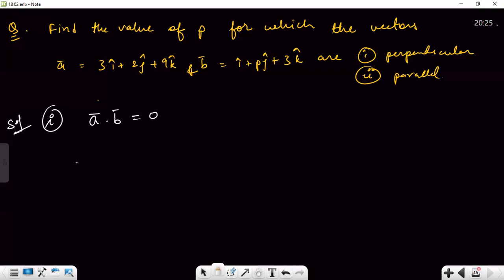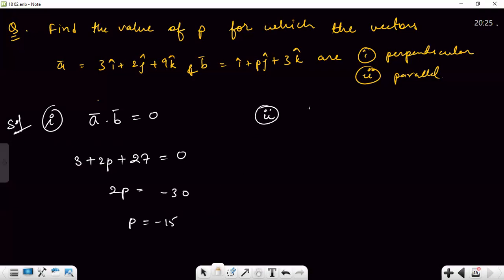So 3 into 1, 2 into P plus 9 into 3, 27, makes it 0. 2P becomes minus of 27 plus 3, that is minus 30. So P becomes minus of 15.